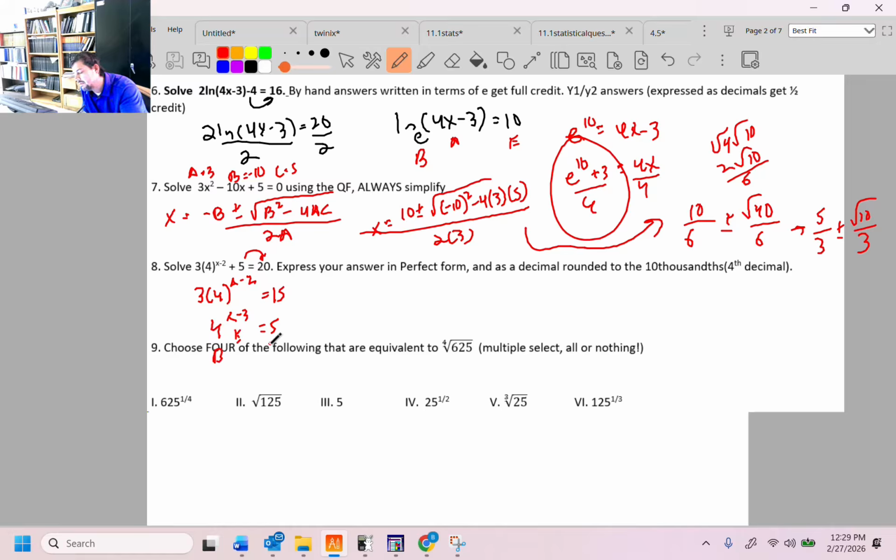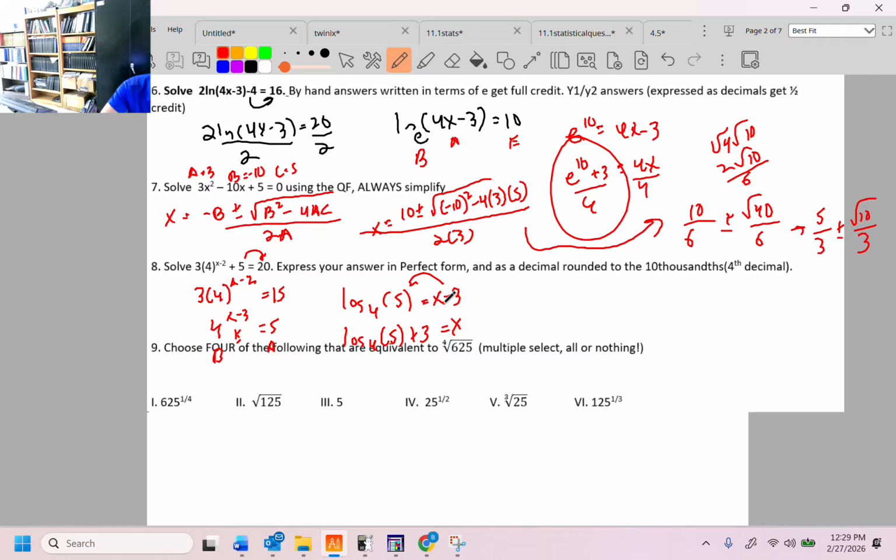Base, exponent, argument. A log of base 4, whose argument is 5, is equal to x minus 3. We're just going to add 3 to the other side. Notice I don't add that to the 5. Quit being that kid. You can't do it. It's an argument of a logarithm. And that is my perfect answer.